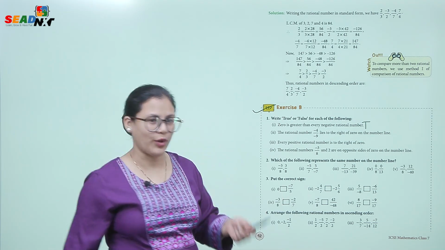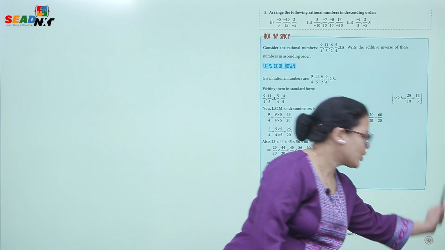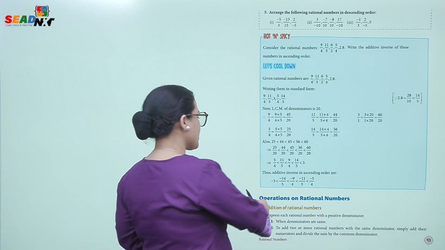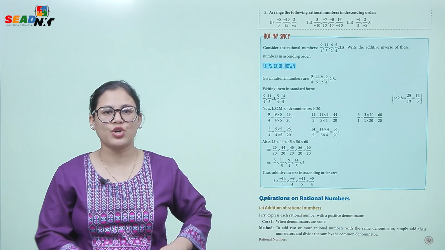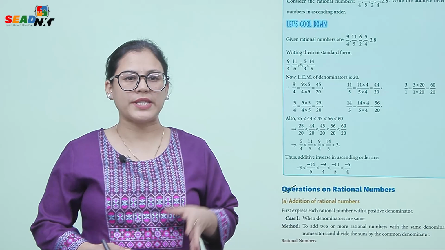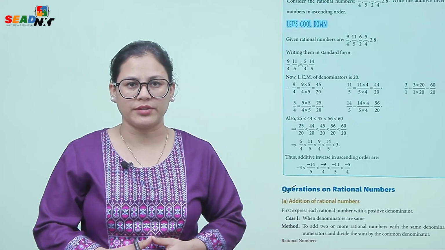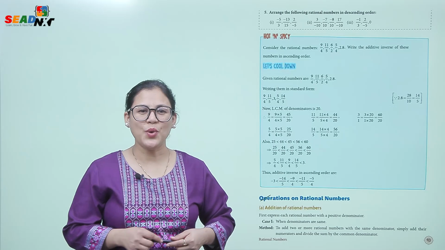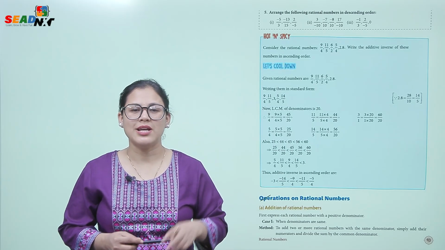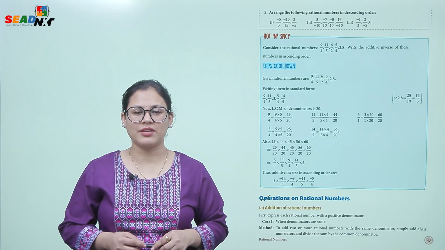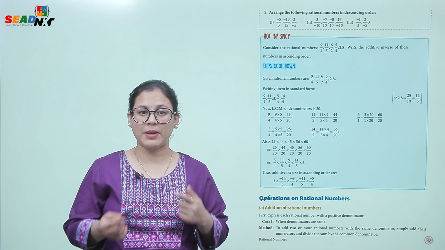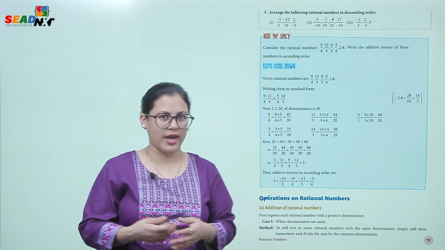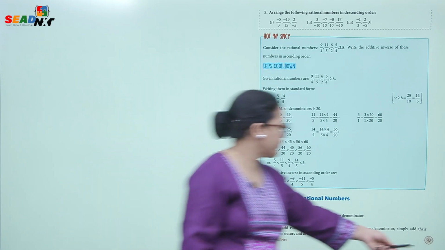Okay. Now move on to next topic, which is operations on rational numbers. First, addition of rational numbers. First, express each rational number with a positive denominator. Case 1, when denominators are same. Method, to add 2 or more rational numbers with the same denominator, simply add their numerators and divide the sum by the common denominator. जब आपके denominators same होते हैं, you know how to add the rational numbers.